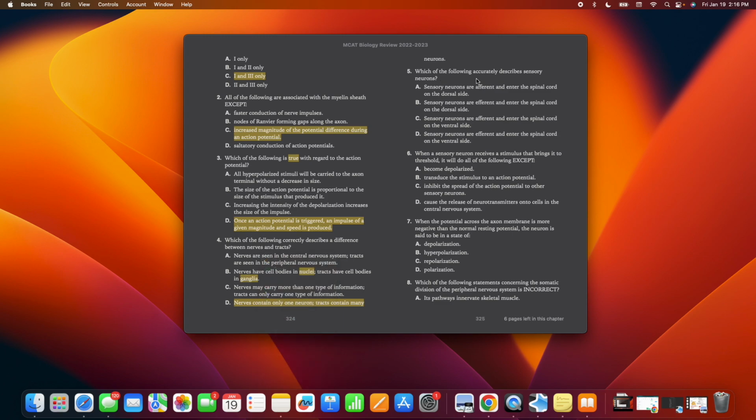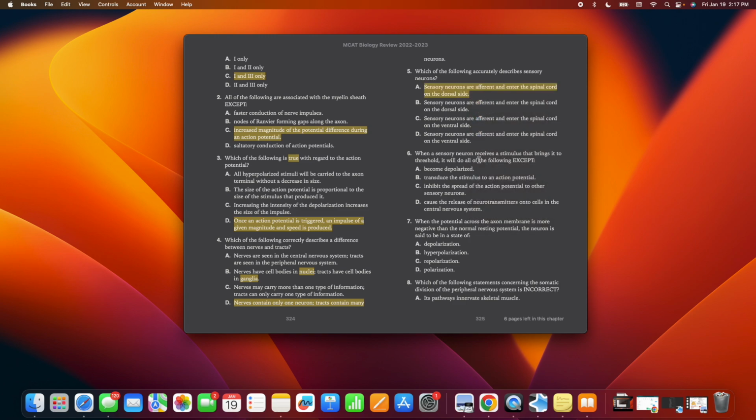Which of the following accurately describes sensory neurons? Sensory neurons are afferent and enter the spinal cord on the dorsal side. Seems right to me. Sensory neurons are efferent. No. Sensory neurons are afferent, enter the spinal cord on the ventral side. I think this is the answer.